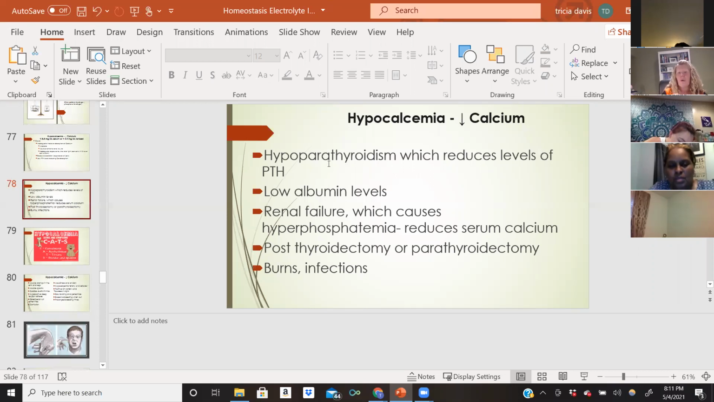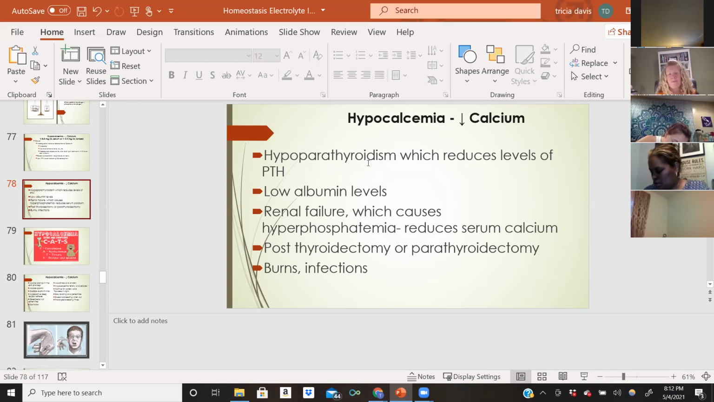So hypoparathyroidism is going to reduce levels of PTH, which is going to cause low calcium. If we have low albumin levels, it can also cause low calcium. If you have renal failure, it's going to cause hyperphosphatemia, right? It's going to increase our phosphorus if you have renal failure. So if our phosphorus is high, our calcium is going to be low. So in kidney failure patients on dialysis, they chronically have these high phosphorus levels and low calcium.